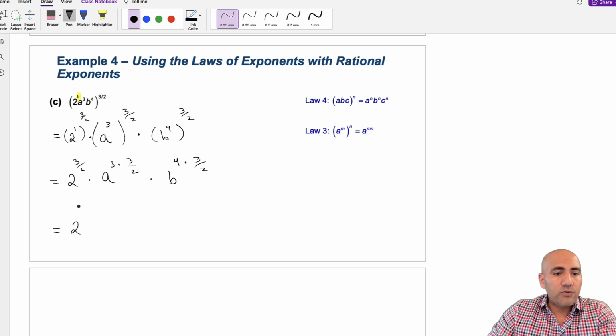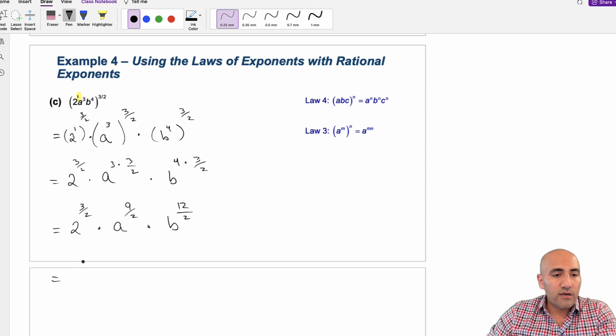So this becomes 2 to the power of 3/2 times a to the power of 9/2 times b to the power of 12/2. This one simplifies as just 6, so that's easy. These are a little more complicated. Again, we can do it in a couple of different ways.